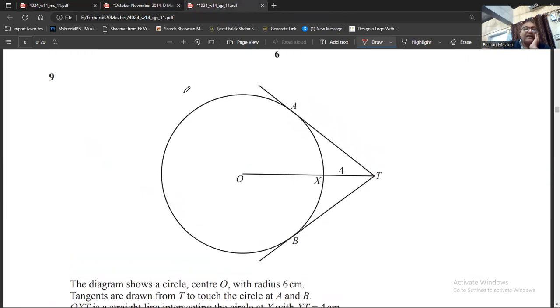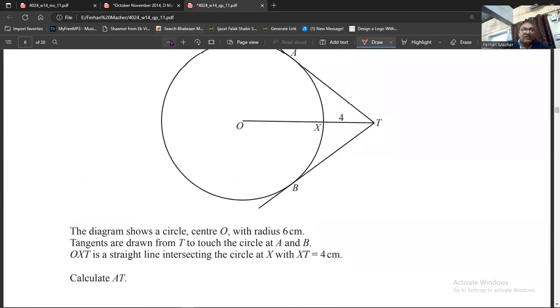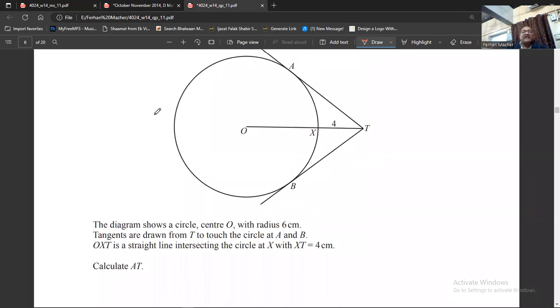Question number 9, he says, the diagram shows a circle with center O and radius 6 centimeter. Tangents are drawn from T to touch the circle at A and B. OXT is a straight line intersecting the circle at X with XT equal to 4 centimeter. Calculate the AT. So this is the question. AT is their question. So join this point of tangency with the center.